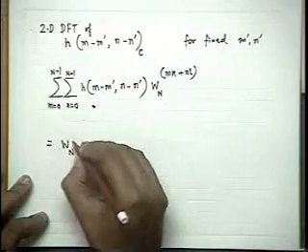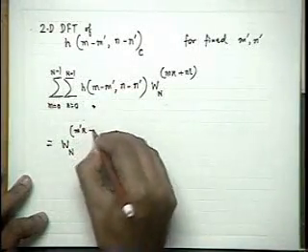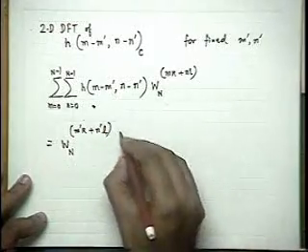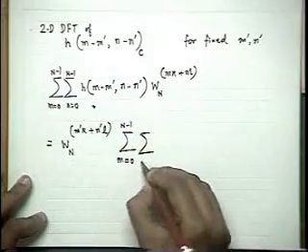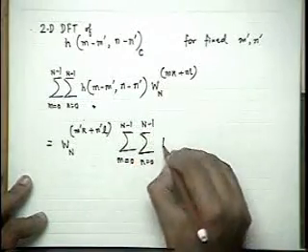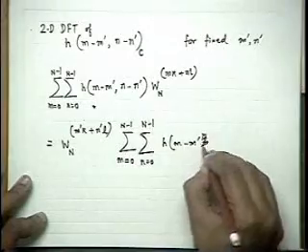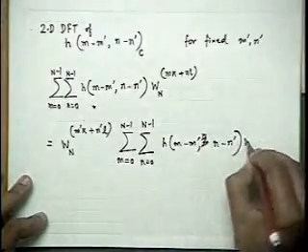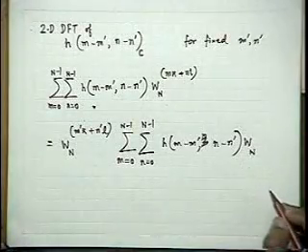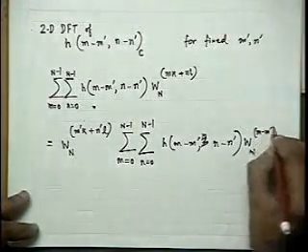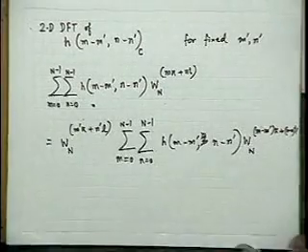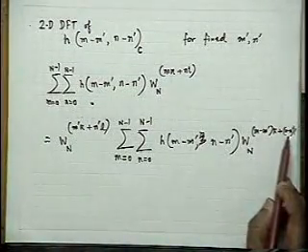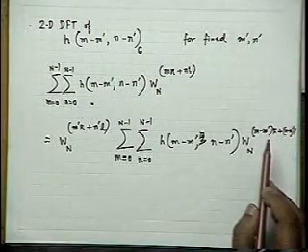See what I do: I will simply take W to the base N, m prime k plus n prime l, this term I take outside, and within the summation I get summation m equal to 0 to N minus 1, summation n equal to 0 to capital N minus 1, h of m minus m prime, comma, n minus n prime, multiplied by W to the base N, what? m minus m prime k plus n minus n prime l. This is what I get.